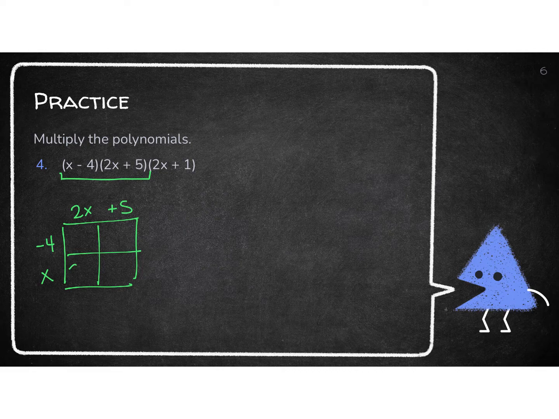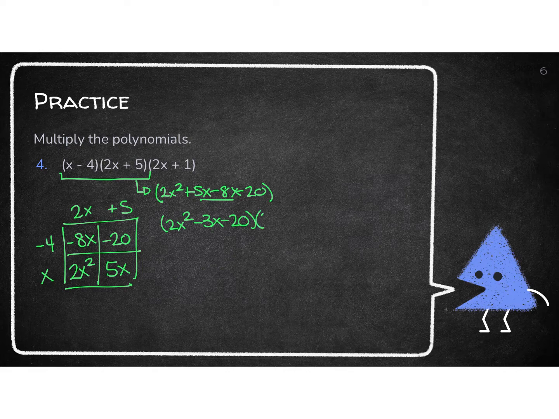So when I multiply it through, I'm going to get 2x squared minus 8x plus 5x minus 20. So I'm going to write that out. This whole thing right here is going to give me 2x squared plus 5x minus 8x minus 20. When we simplify, we're going to get 2x squared minus 3x minus 20.